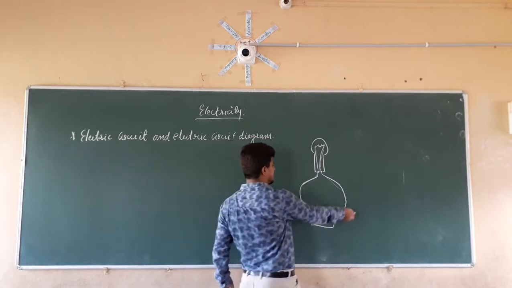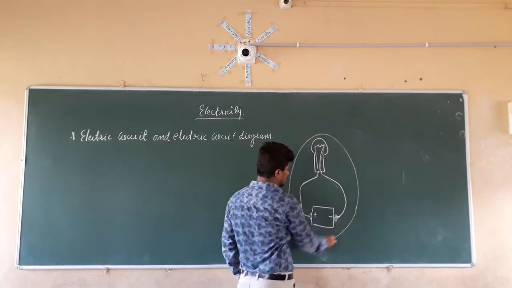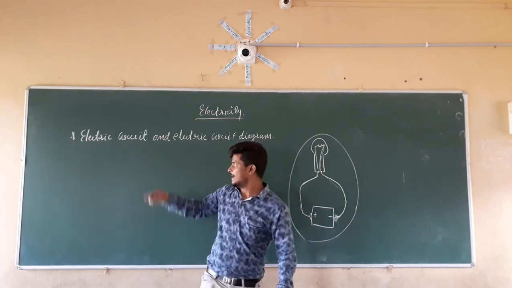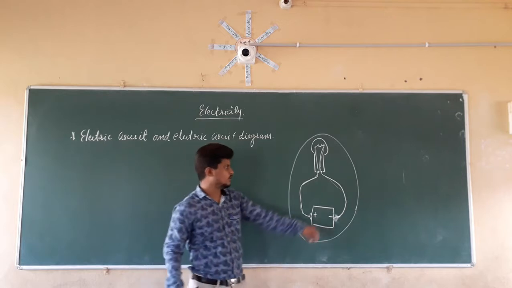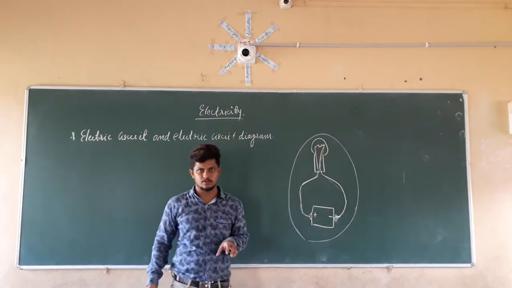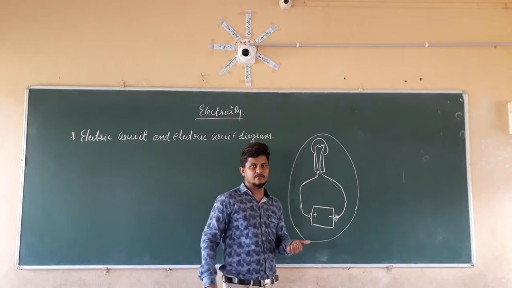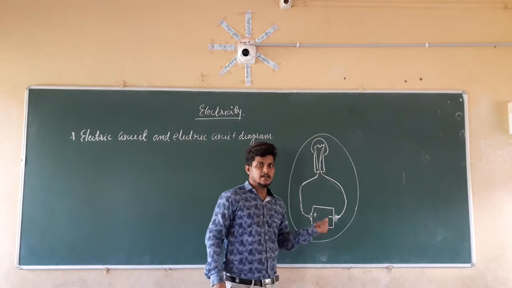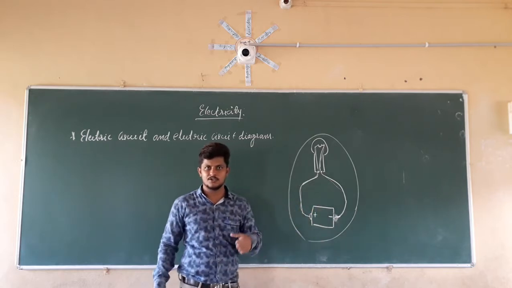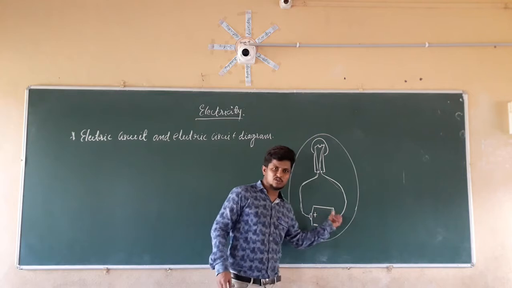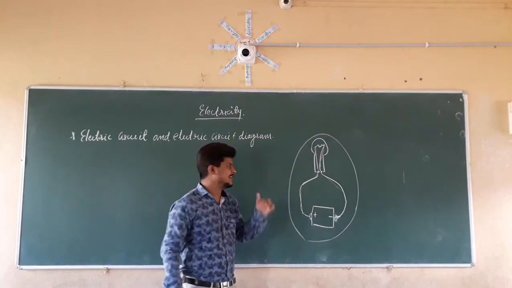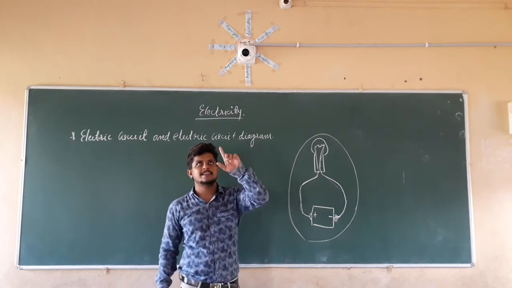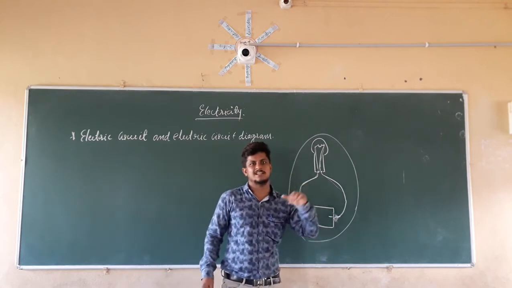Whatever is shown in this diagram about the path of the electric current is the electric circuit. This whole thing is the electric circuit. If you take the example of a fan with a switch, it is the same manner. If there is a continuous flow of electric current and the path is closed, then we say that it is an electric circuit.